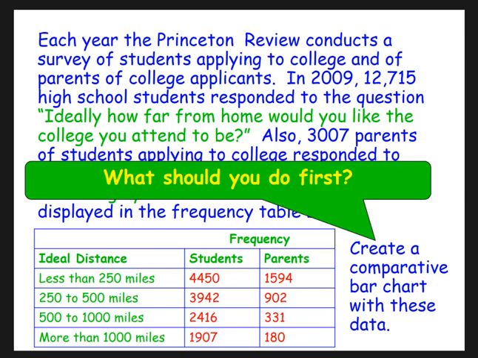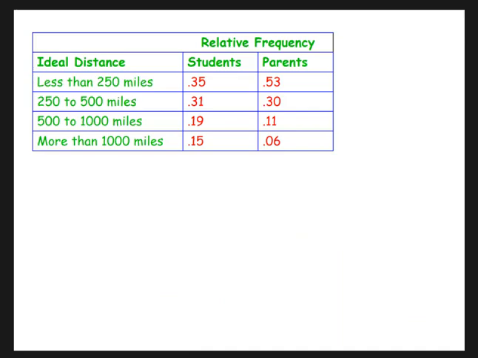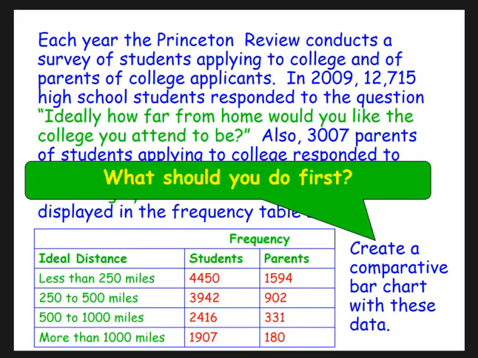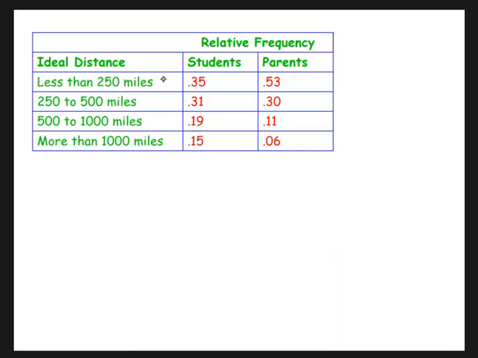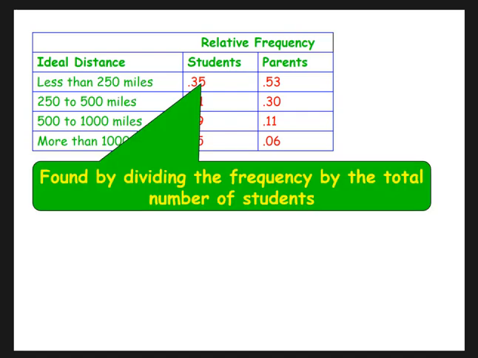So what do we do first? We find the relative frequency. Remember, if you don't remember how to do relative frequency, you take the total of the column and then divide each number in the column by that total. So basically this is saying 34% or 35% of students want to be less than 250 miles away from home, while 53% of parents want their child less than 250 miles from home. Again, we found that by dividing the frequency by the total for each column.